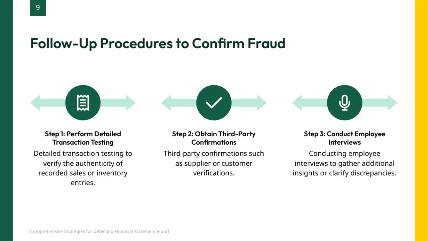To confirm potential fraud, the first step is to perform detailed transaction testing. This means closely examining the sales or inventory records to ensure that every entry is genuine and properly documented. We want to catch any discrepancies or unusual patterns that might indicate falsification.